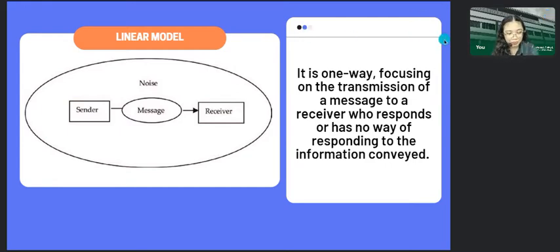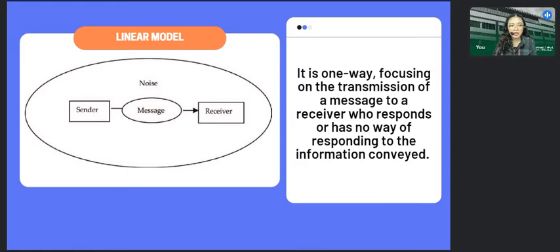Okay, next, under the linear model of communication, I will give you some examples. Some examples of linear model of communication is delivering a speech. I will give you physical examples or real situations that are happening physically. Delivering a speech, you will be able to deliver your speech, but your audience can give you feedback or can give you reactions or responses.